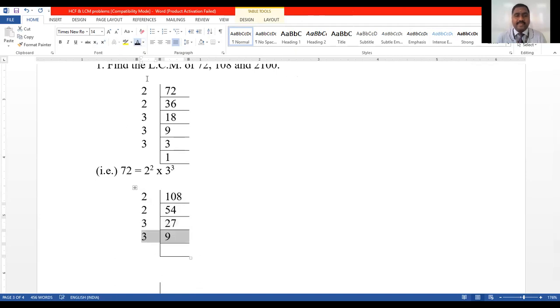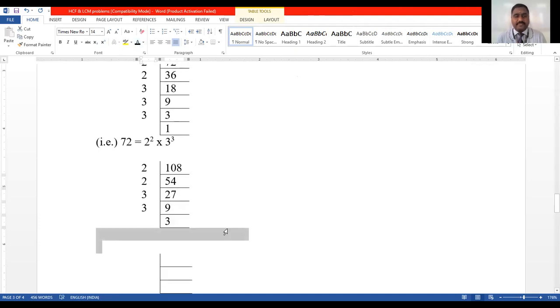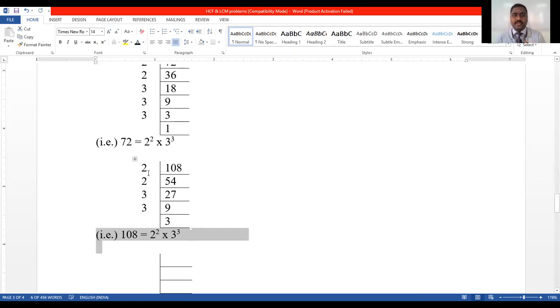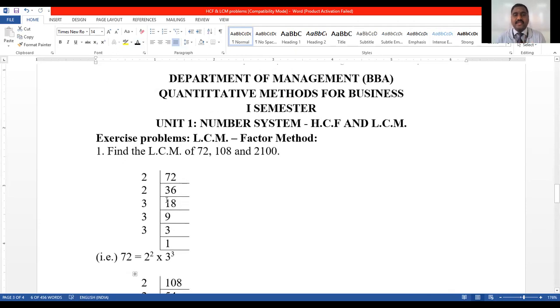That can be divided by 3. And it can be divided again by 3. So you will get 3. And what is the LCM value for 108? 2 power 2, 3 power 3. That means you have two 2s and you have three 3s. Okay. And the next one, what is the third value?